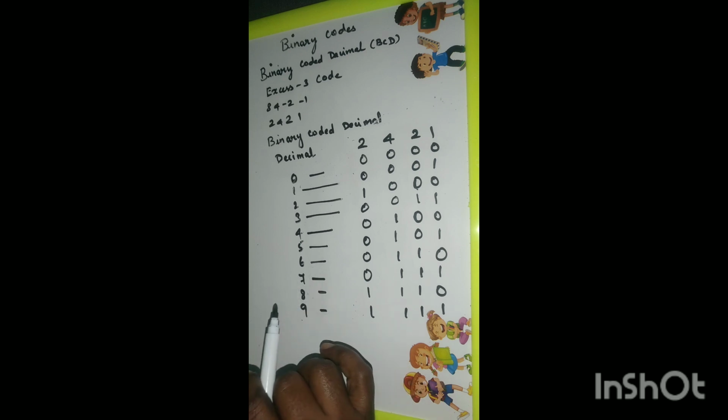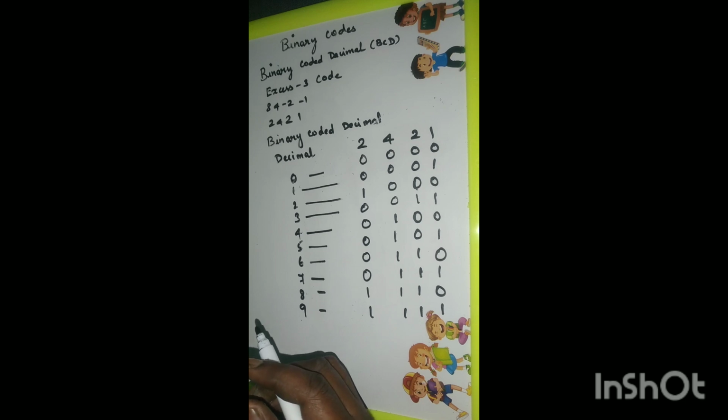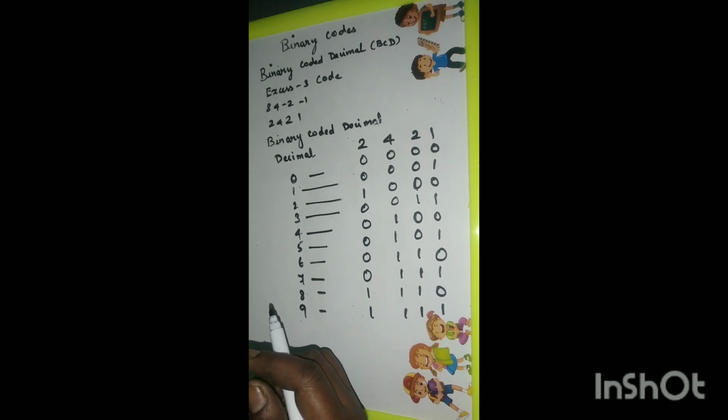These are all the binary codes for decimal numbers. In the next video I will show the binary codes for alphabets and special characters, and we will see the error detection codes also.